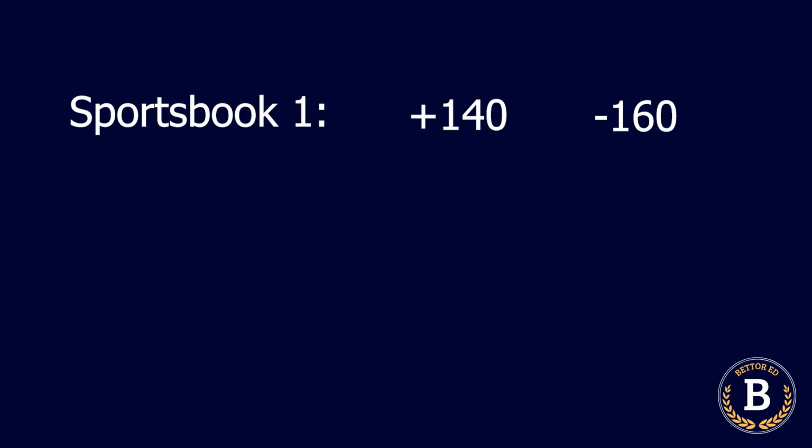Let's say you're looking at a game where the line is minus 160 on one side and plus 140 on the other side. That's about 4.8% on the VIG.